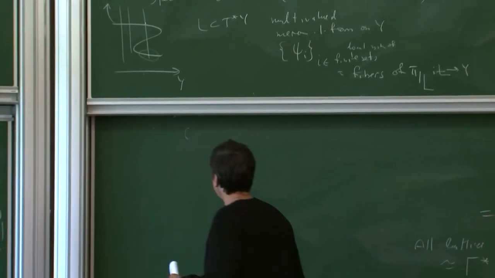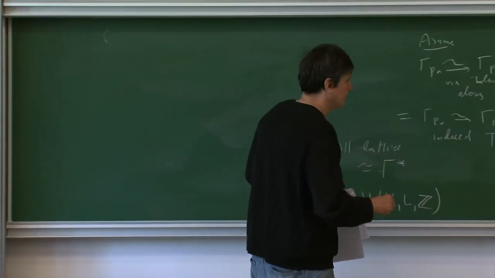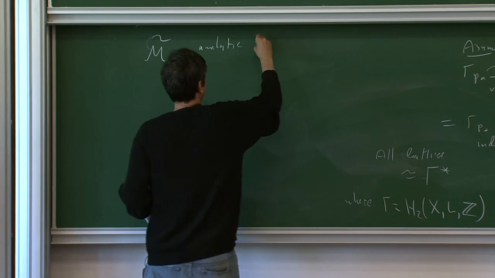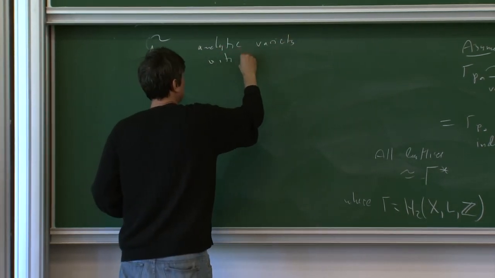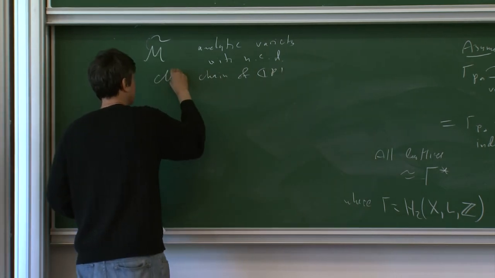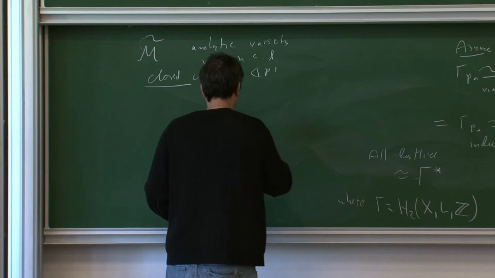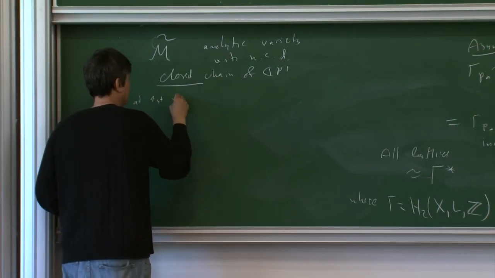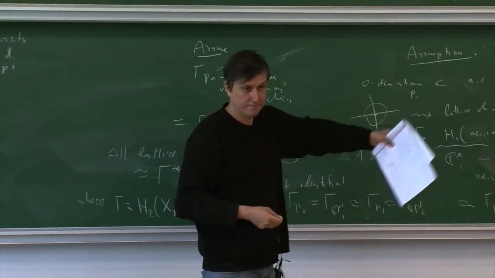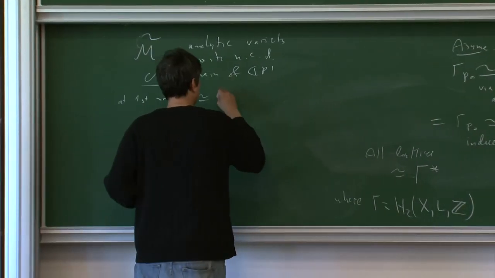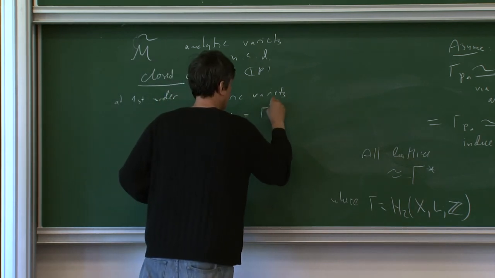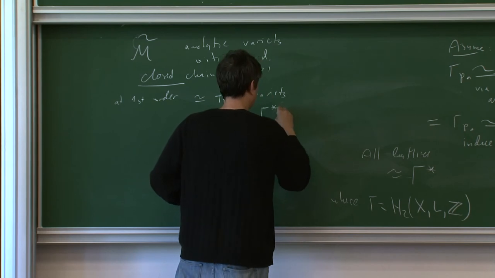So what goes on? You get a new variety, this M tilde. It's an analytic variety with a normal crossing divisor and a chain of CP1s, now a closed chain of CP1s, such that at first order, at this chain, it coincides with some toric variety. The torus is gamma dual tensor the ring C star.